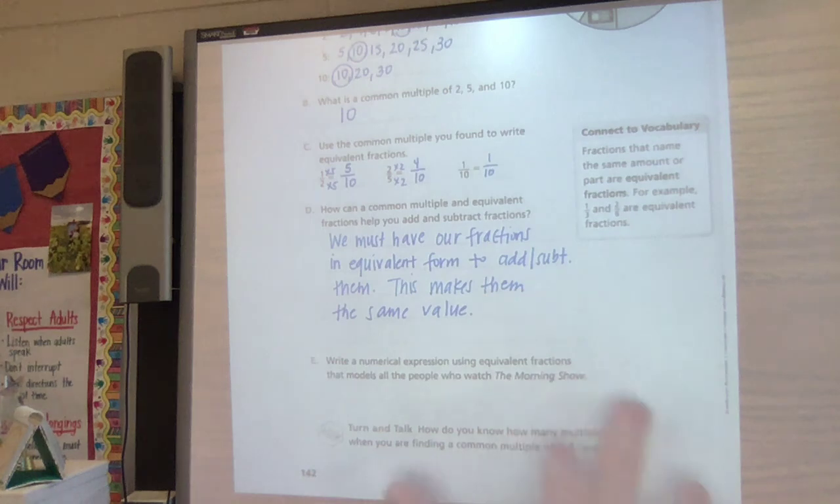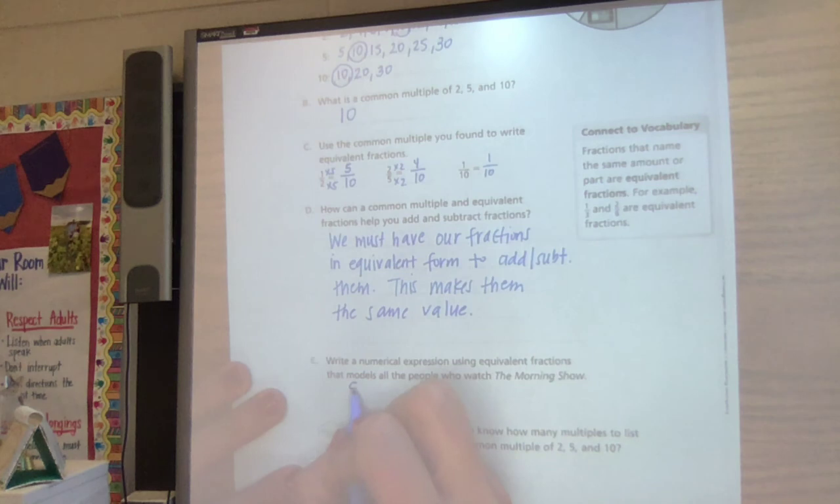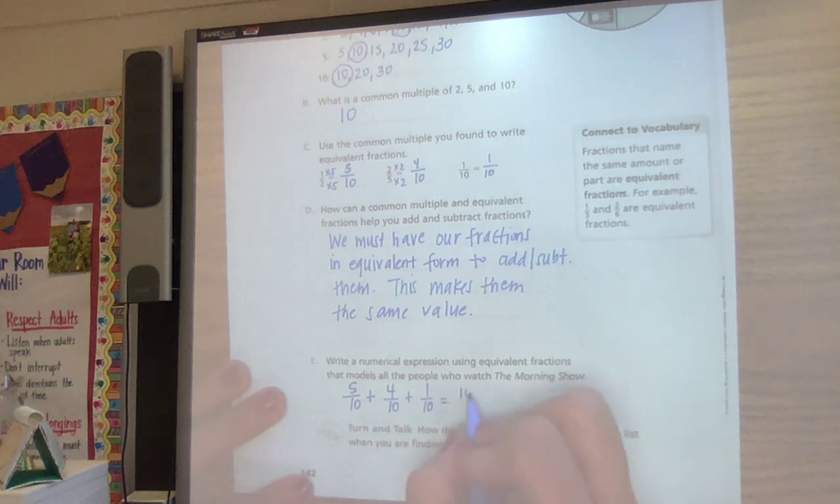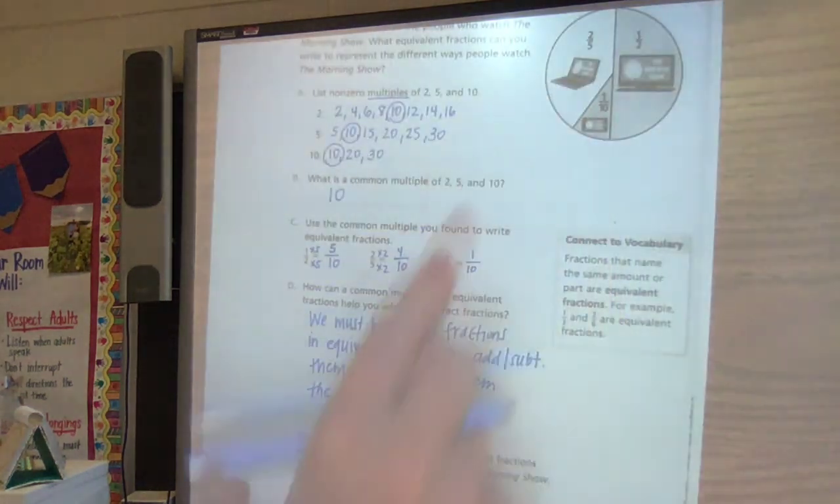Write a numerical expression using equivalent fractions that models all the people who watch the morning show. So we could say 5 tenths plus 4 tenths plus 1/10. That's going to give us our 10 tenths, or our whole pie chart that we have right here.